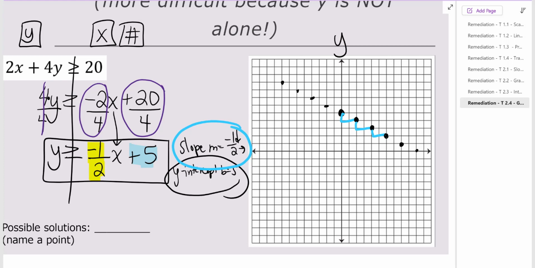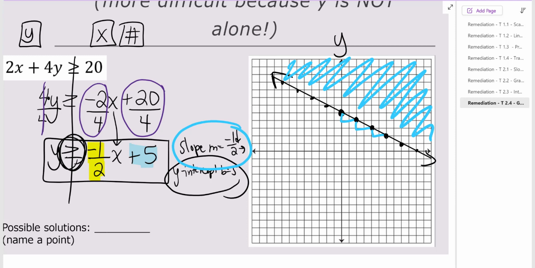Okay, now the line is solid, la línea es sólida. And then because it's greater than, right, that means we need to color above. Necesitamos pintar arriba. And that's the same graph that we have in Desmos. Y ese gráfico es lo mismo que tenemos en Desmos.